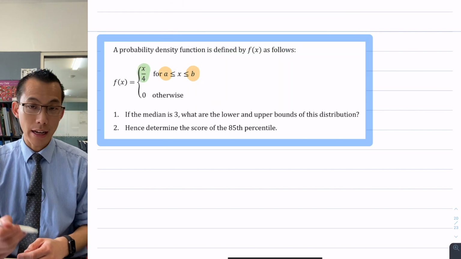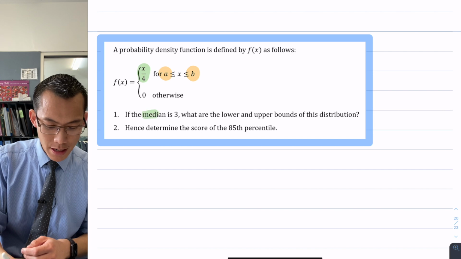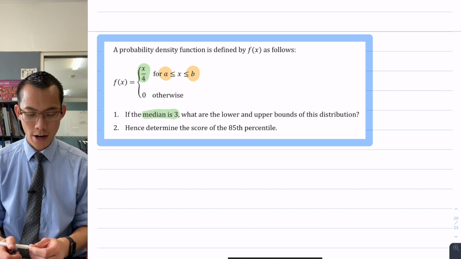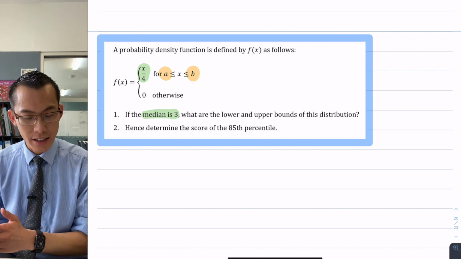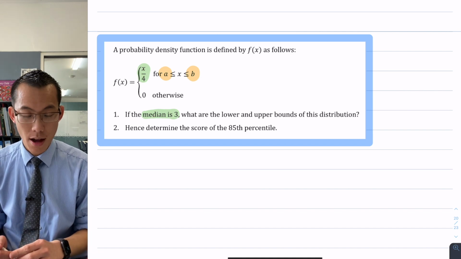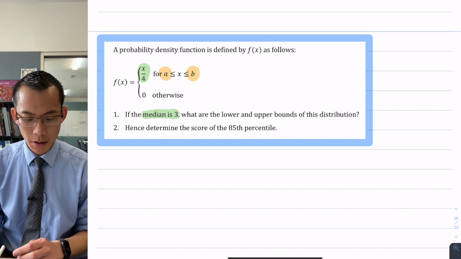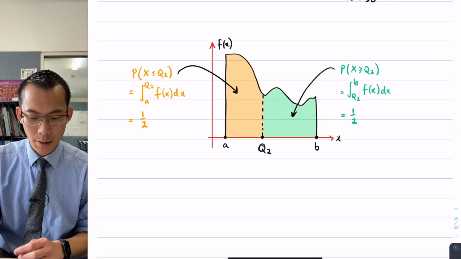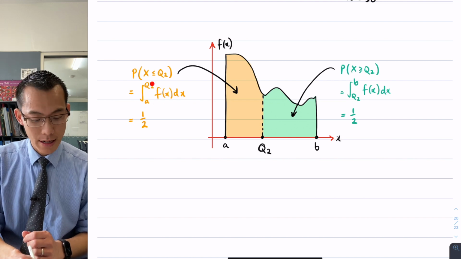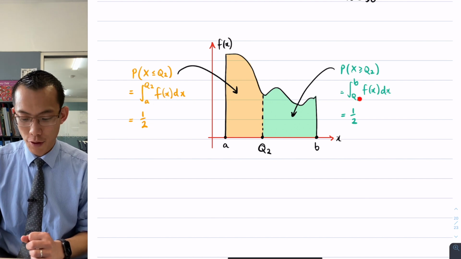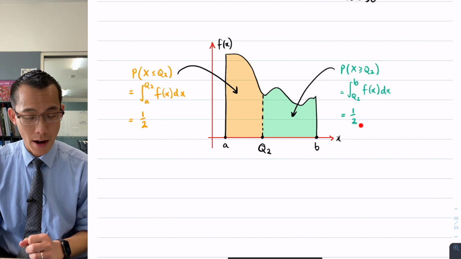And I also know, getting onto the questions, I also know the median value. It happens to be 3, right? So how do I use this piece of information to then calculate what the lower and upper bounds are of this distribution? Well, what I'm going to do, just coming back to this diagram here, is use these two pieces of knowledge, that from the lower boundary to the median, that will give me a half, and from the median to the upper boundary, that integral will also give me a half.